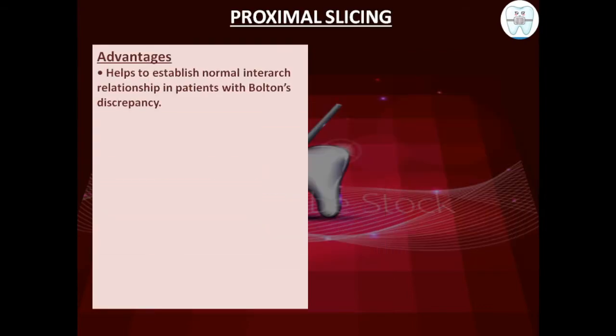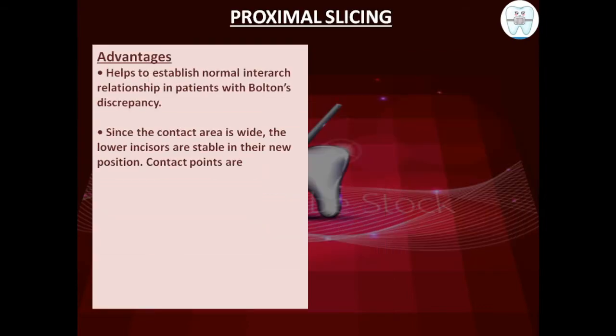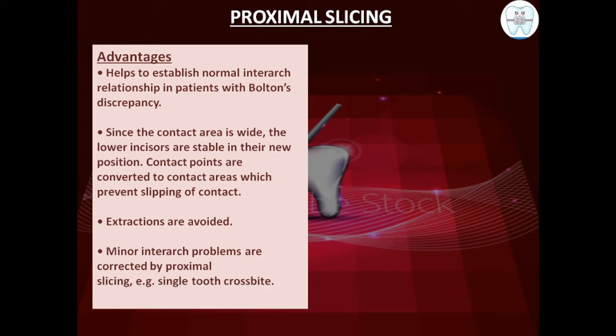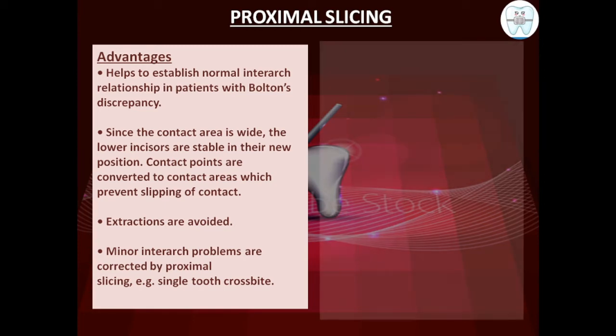So what are the advantages of proximal slicing? It helps to establish normal interarch relationship in patients with Bolton's discrepancy. Then, since the contact area is wide, the lower incisors are stable in new position and contact points जो हैं वो convert हो जाते हैं into contact areas which prevent slipping of contact. Third, extractions are avoided. Then minor interarch problems are corrected by proximal slicing. Example क्या है इसका? Single tooth crossbite.